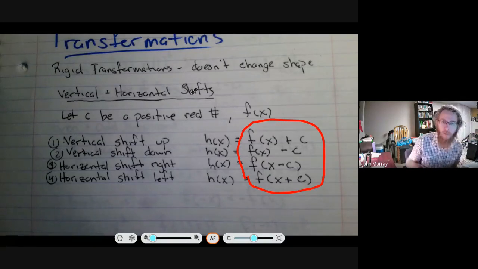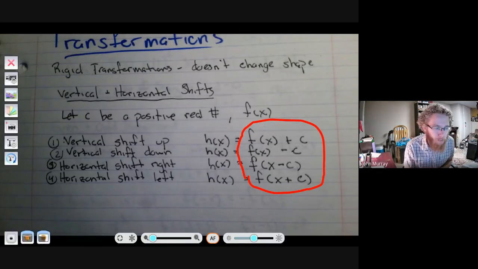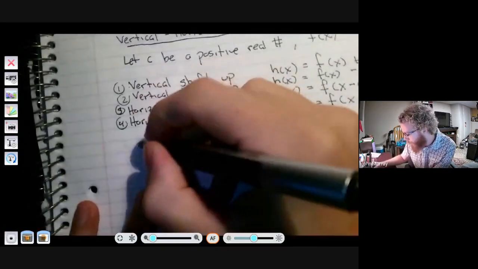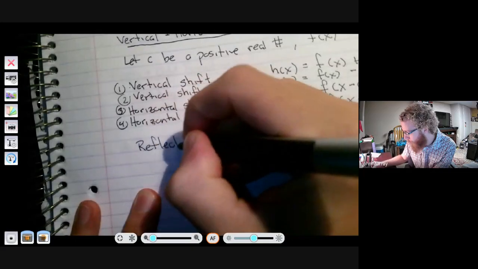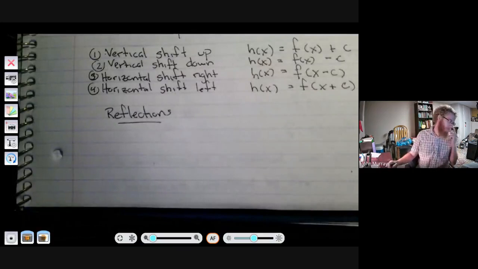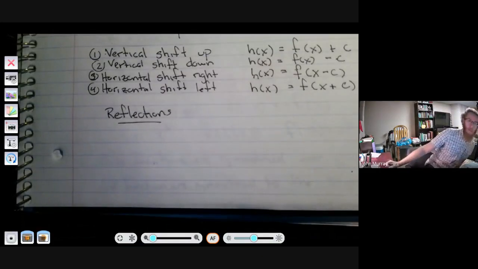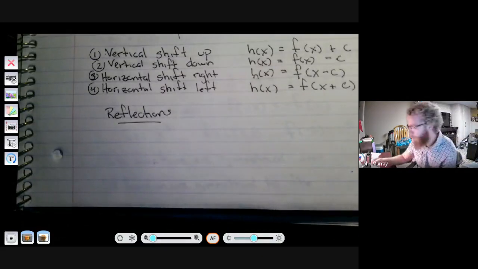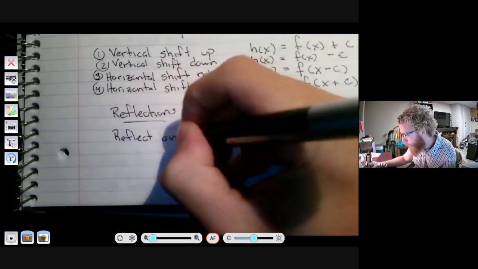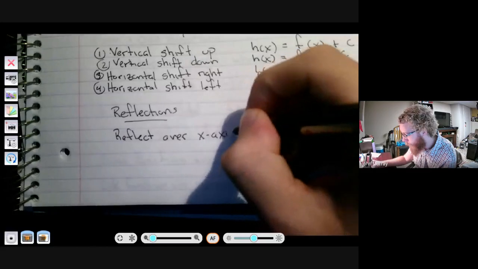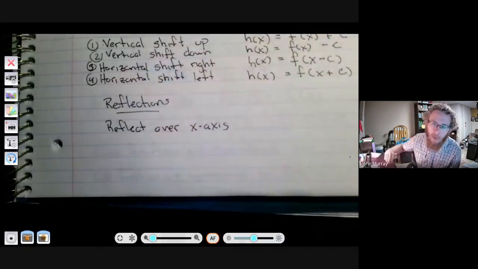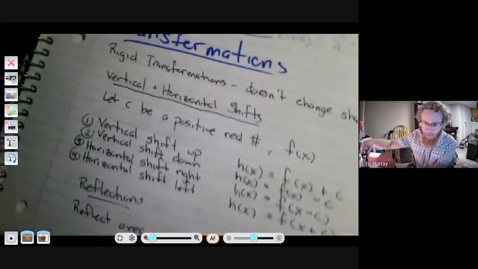The other type of non-rigid transformation that we have is easy, or easier, I should say, okay, is reflections. For now, we're only going to deal with 2 reflections. Okay, we can reflect over the x-axis, right? So that would be going from the top to the bottom, or the bottom to the top.